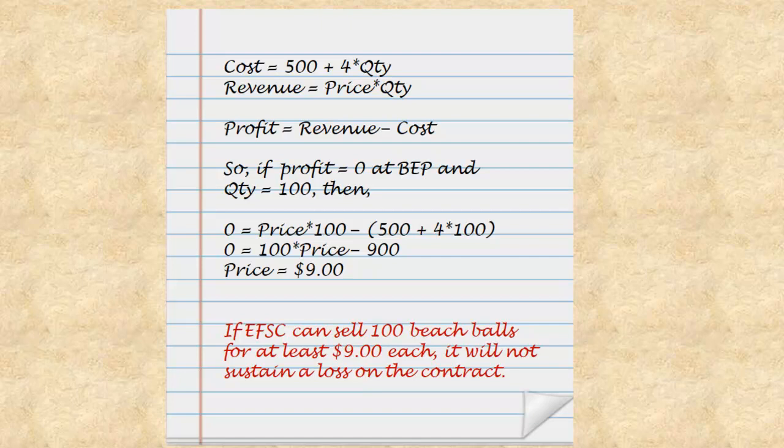So our profit of $0 is equal to price times 100, that's our revenue function, minus our cost function of 500 plus 4 times 100 units. Solving that formula for price gives us a price of $9. Therefore, if EFSC can sell 100 beach balls for at least $9, then it will not sustain a loss on that contract.